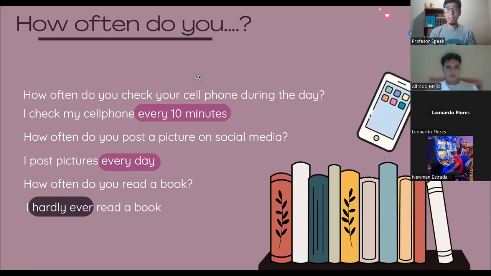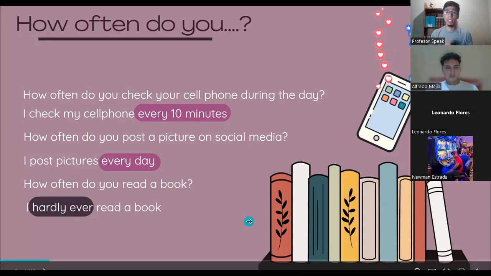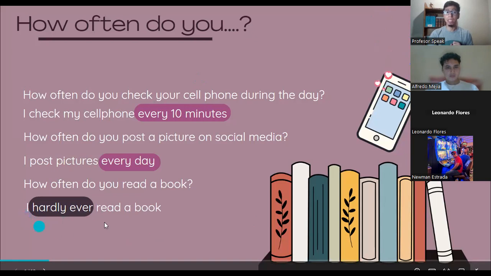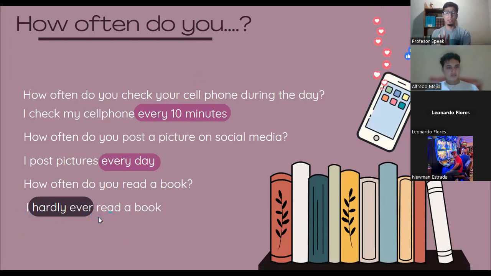Perfect. So the time expression, guys, goes at the end. Okay? But we can also use hardly ever. What's hardly ever? That is a frequency adverb. When we use frequency adverbs, we are going to place them in the middle of the subject and the verb, or if you just want to see it like this, before the main verb. If the verb is go, right?